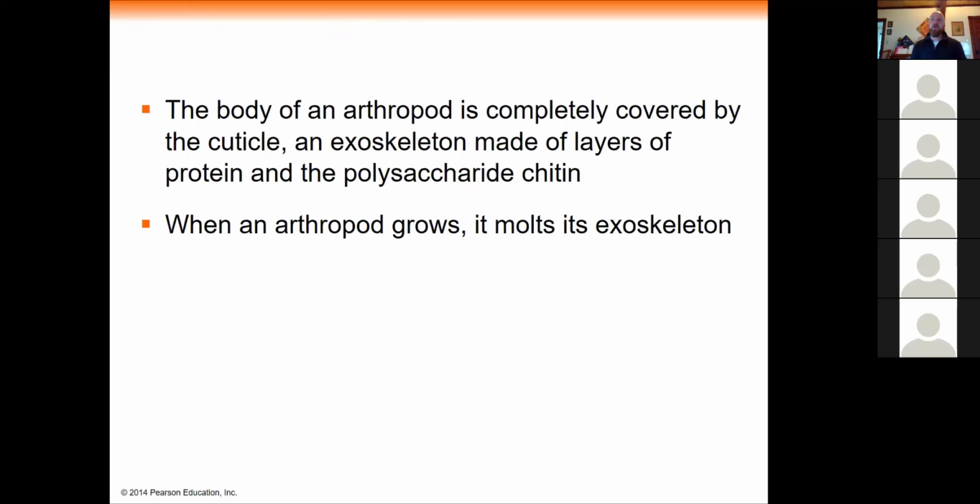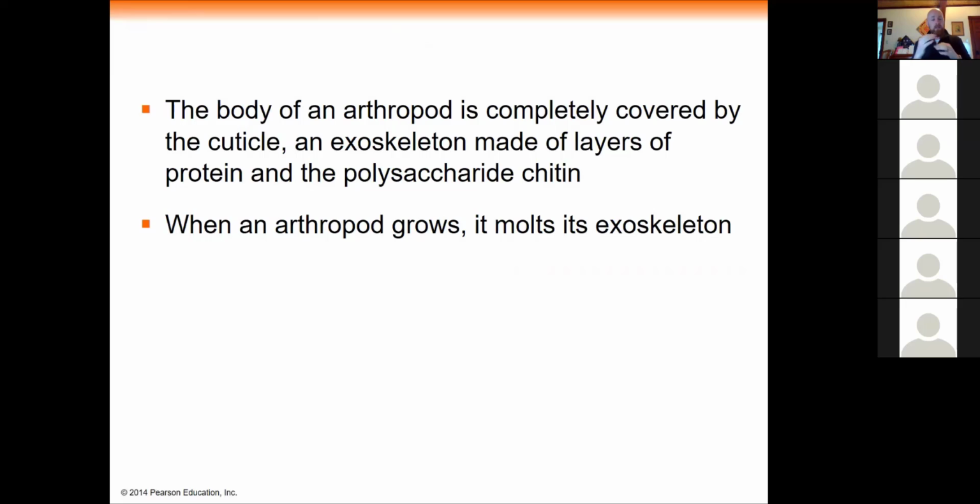So we do have a flexible cuticle called an exoskeleton made of a lot of layers. What happens is the outermost layer of cells secretes this protein substance. And on top of that protein substance, we get chitin, which is a sugar. So it goes cells, protein layer, chitin, and the chitin itself is the exoskeleton.